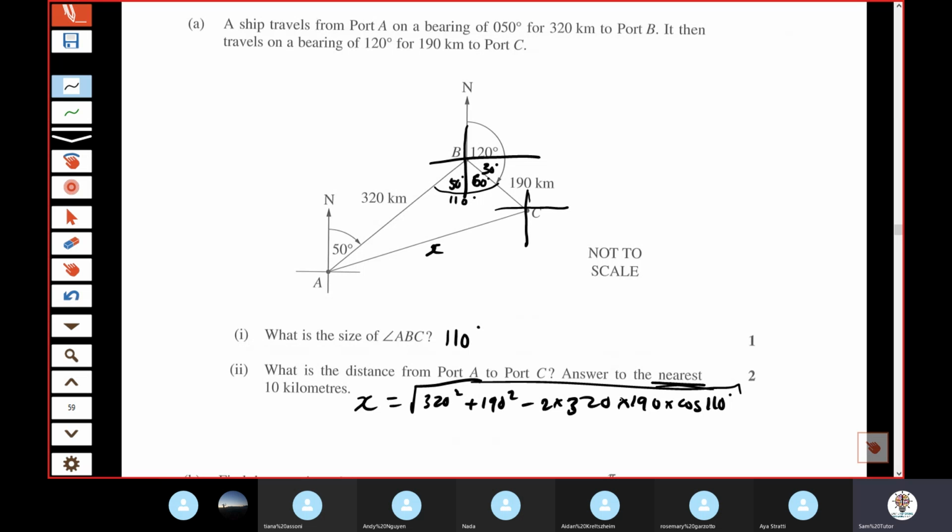Easy. So the nearest 10 kilometers, there's an easy loss of a mark. Don't become complacent. Make sure you get that out. I'm just trying to get the answer out for you guys now. Square root that: 424. Nearest 10 kilometers becomes 420 kilometers. Round it down.